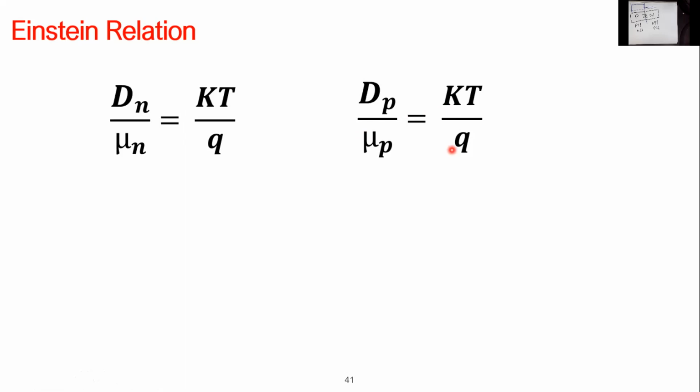This says that dn over mu n is equal to a constant as long as you are working at a certain temperature, because k and q are constant. So the only variable is temperature. So as long as you are working at a constant temperature, dN over mu n equals dP over mu p equals a constant. By the way, this kT over q at room temperature is generally called thermal energy, and at room temperature kT over q is equal to approximately 25.9 milli electron volt.